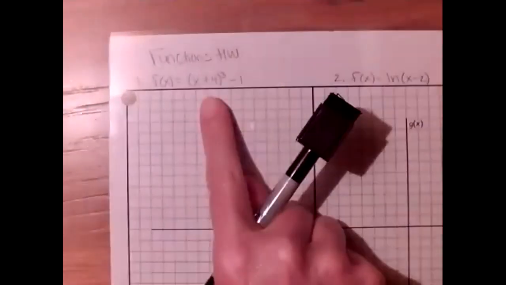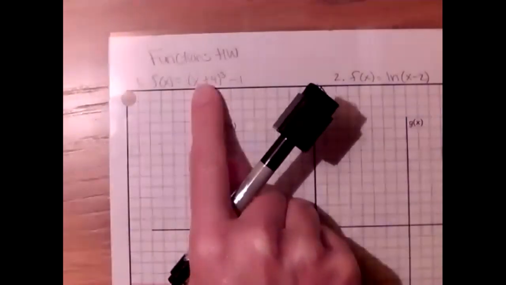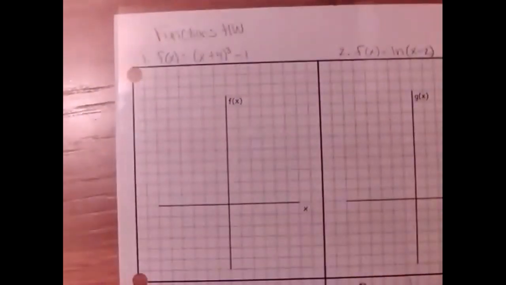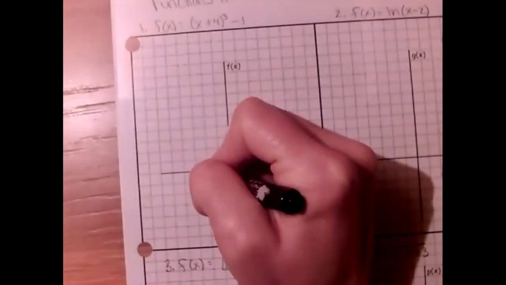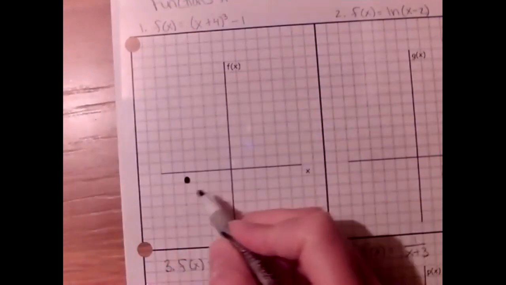All right, so this first one is a cubic function, so it's going to be that wiggly shape. And it moved left 4 and down 1. So I'm going to go left 4, down 1, put a point. And then I would like some points on either side of that.